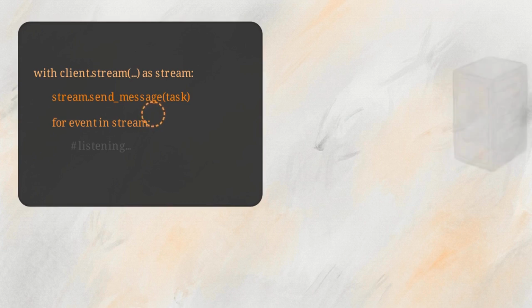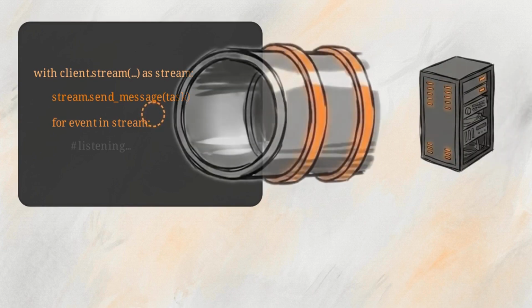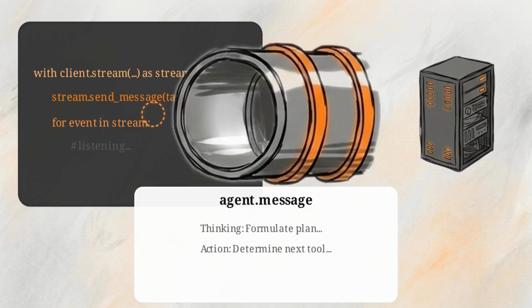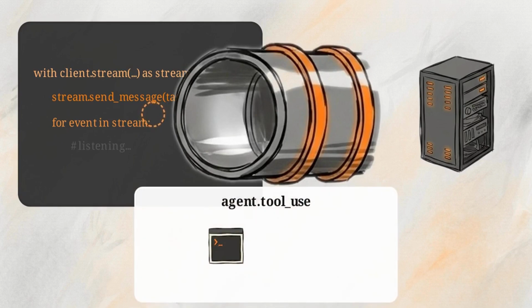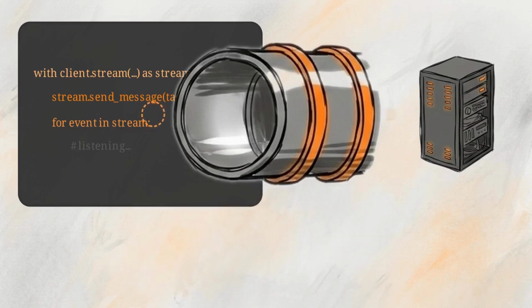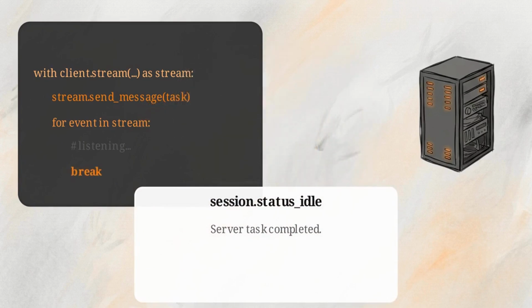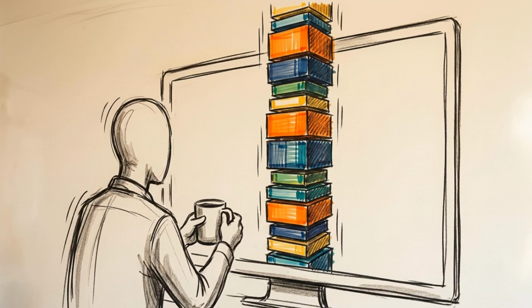As that loop runs, the session streams back specific event packets. The first is agent.message, printing its internal thought process. Next, you filter for agent.tool_use. This event tells you exactly which concrete commands the agent is running inside the container. Finally, you watch for session.status_idle. That is the definitive signal from the server that the agent has finished its work, telling your script to break the loop and stop listening.